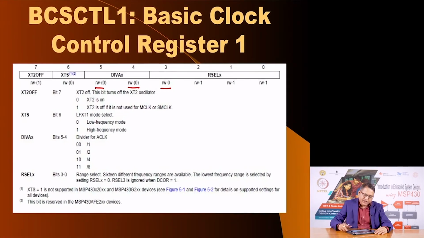In this register, basic clock control register, we do not have this option because as I mentioned it does not offer you high frequency crystal. Only this option is available, and using this you can decide which divider you want to use for the auxiliary clock. And these are the RSEL bits, these 4 bits which decide broad frequency ranges that run the DCO oscillator.